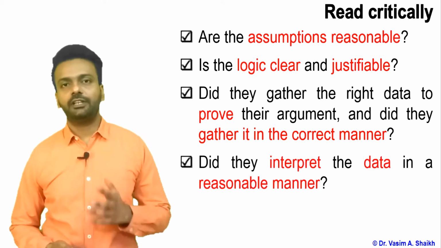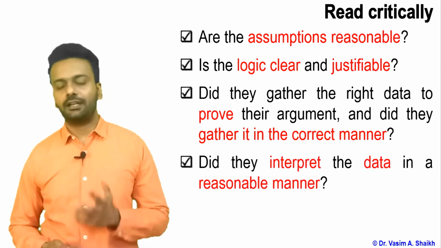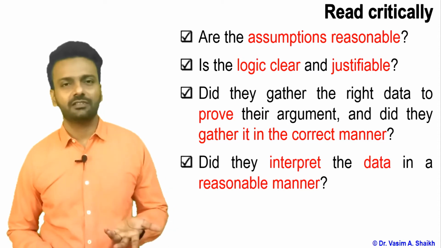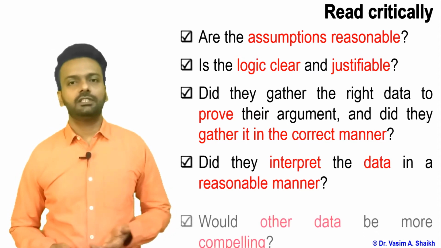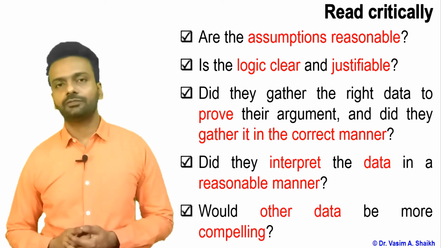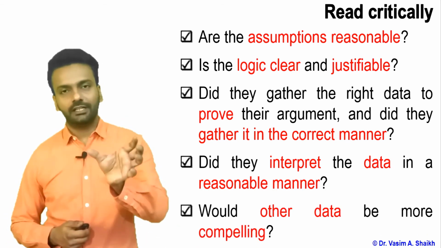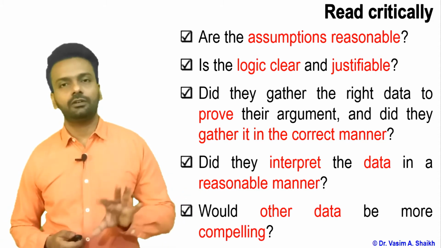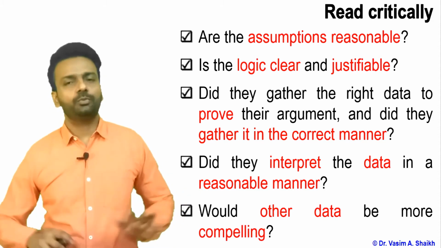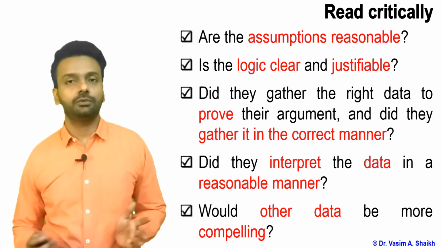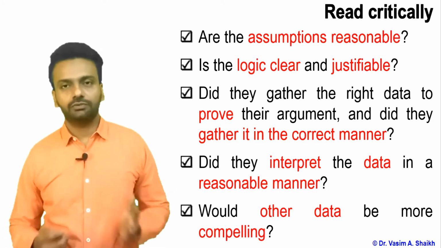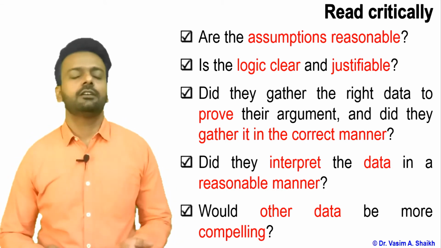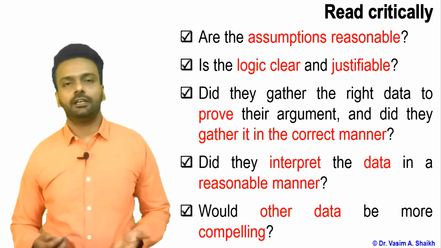Did they interpret the data in a reasonable manner? Whether their interpretation is right and reasonable. Okay. And would other data be more compelling? Suppose you are looking at the data, and whether other data would also be compelling, or whether this is the data which is appropriate based on their research. So you need to think about all these issues when you are reading a research paper to get the details. You need to work like a critic, and then find out all this information.